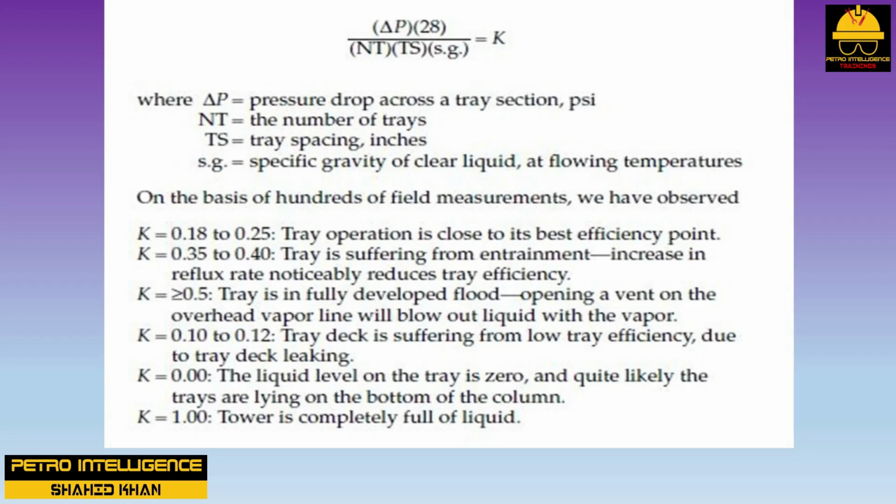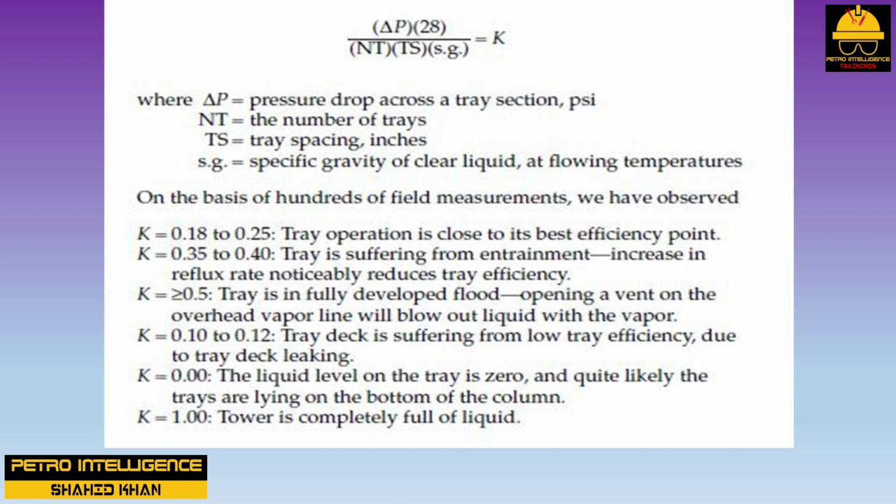We have correlated this best efficiency point for valve and sieve trays as compared to the measured pressure drops in many distillation towers. We have derived this formula, where the pressure drop across a tray section in inches of water is divided by the product of the number of trays, tray spacing in inches, and specific gravity of clear liquid at flowing temperatures, giving us the value of K. Based on hundreds of field measurements, we have observed that if K equals 0.18 to 0.25, tray operation is close to its best efficiency point.